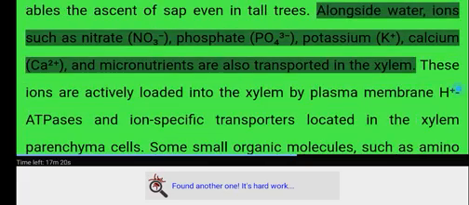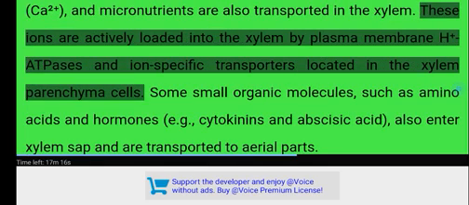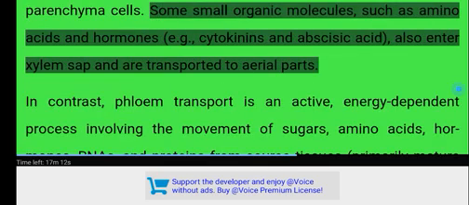Alongside water, ions such as nitrate, NO3-, phosphate, potassium, K+, calcium, Ca2+, and micronutrients are also transported in the xylem. These ions are actively loaded into the xylem by plasma membrane H+-ATPases and ion-specific transporters located in the xylem parenchyma cells. Some small organic molecules, such as amino acids and hormones, e.g., cytokinins and abscisic acid, also enter xylem sap and are transported to aerial parts.